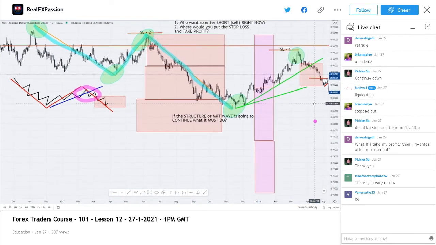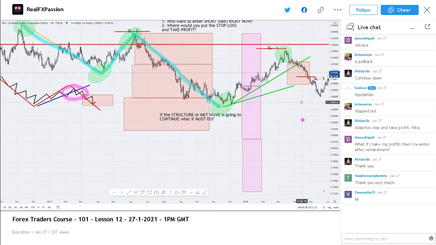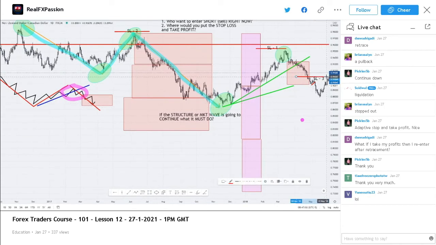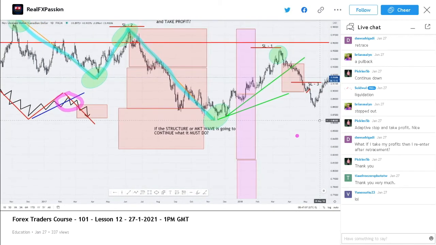So I'm here, I entered the market, and I'm waiting. See, everybody, what is happening? If I would put the stop loss to the stop loss number 3, what would happen right now? What would happen? What would happen if I would put my stop loss on the stop loss number 3? What gives you money? It's not the entry. It's the correct stop loss level.